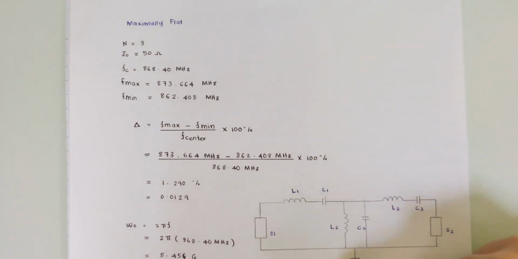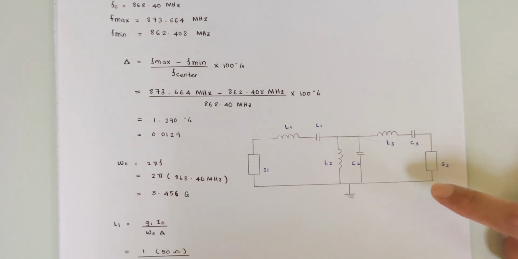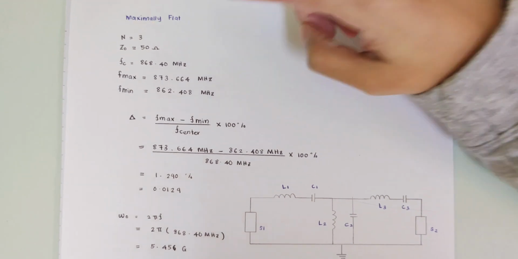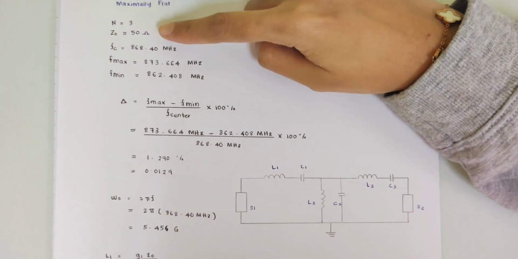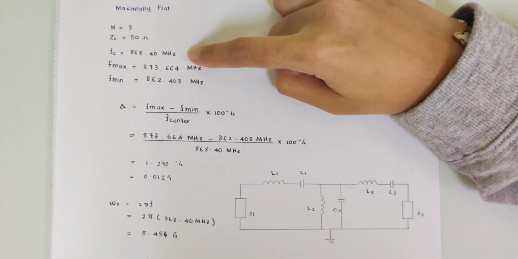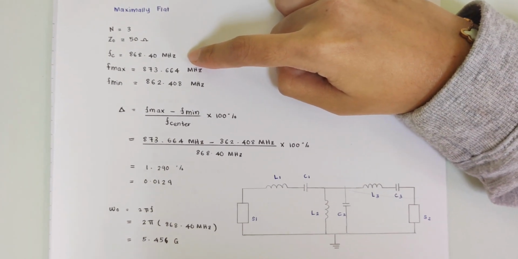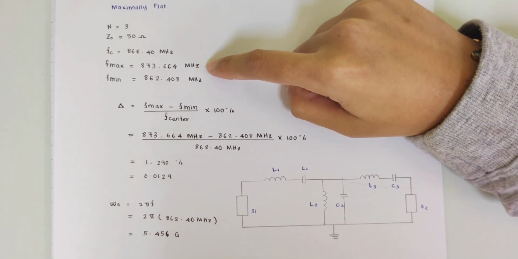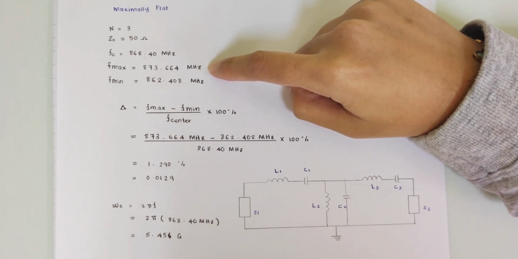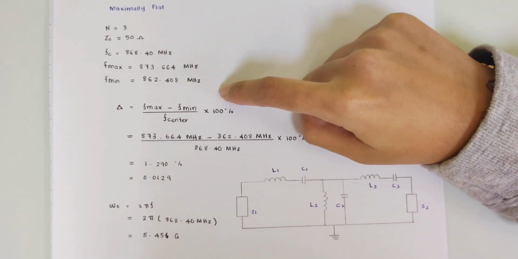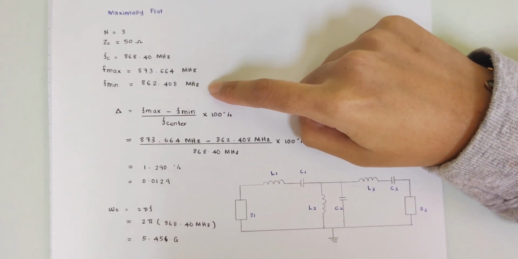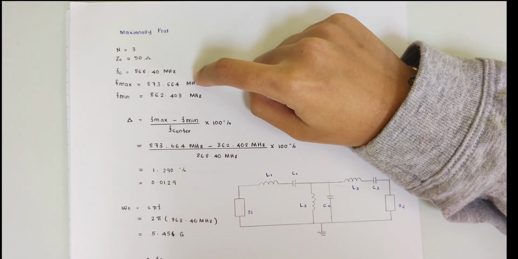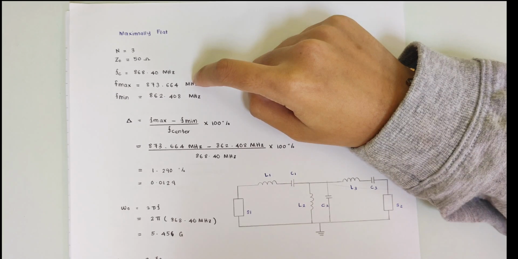This is our circuit, which is a passband filter, and we are using the maximally flat, third order passband filter. The impedance is 50 ohm, the center frequency is 868.40 MHz, the maximum frequency is 873.664 MHz, and F min is 862.408 MHz. All of the frequencies we get from lab 1B.